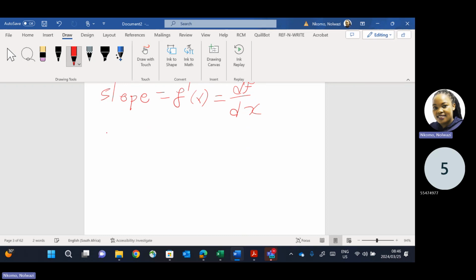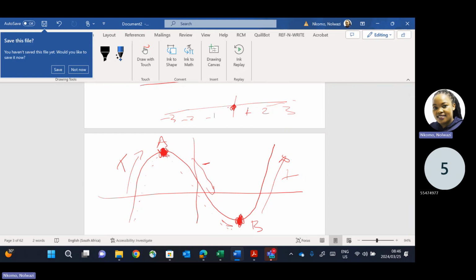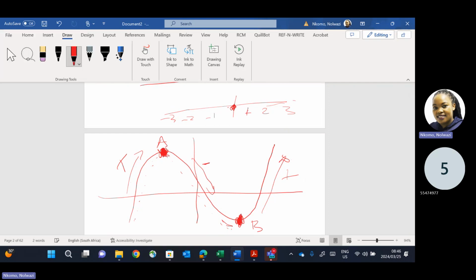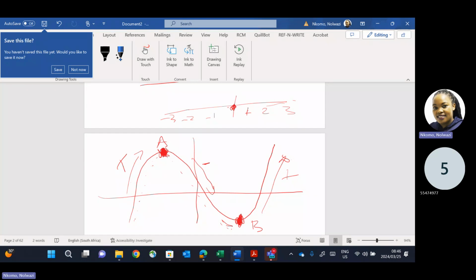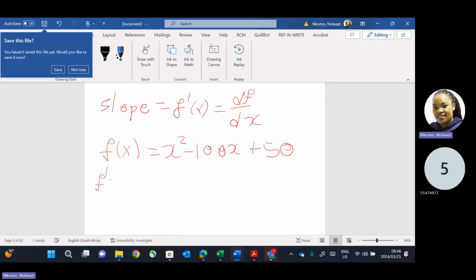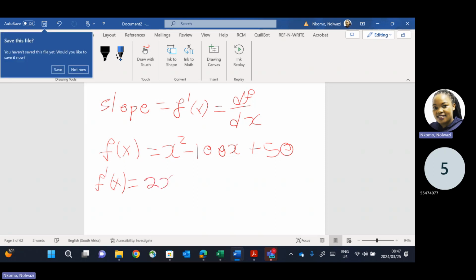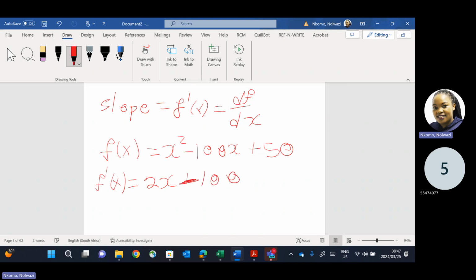Suppose you are given f of x equals x squared minus 100x plus 50, and you are asked to find the stationary points, meaning the turning points, these points, right? I said these points are when the slope is 0. What is the slope? The slope is the first derivative, or the gradient. So we need to differentiate this function. If you differentiate this function, you'll have 2x minus 100, right?